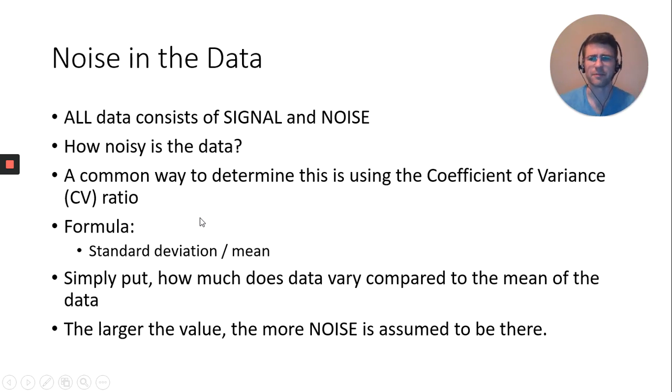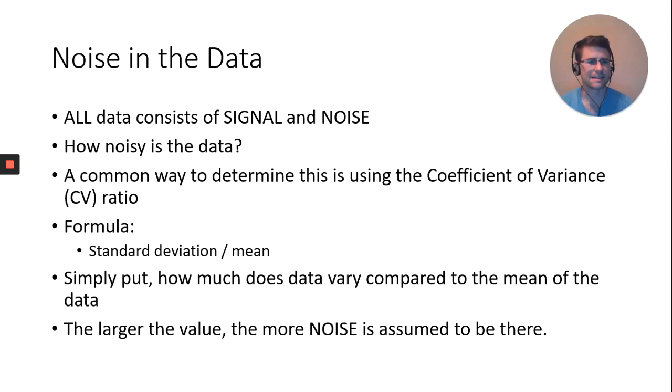So any measurement you make will incorporate both signal and noise, signal being the thing that you're actually wanting to measure and noise being anything else. The big question that comes up is how noisy is my data? How reliable is it? And a common way to determine this is using the coefficient of variance or CV ratio. The formula is incredibly simple. You're basically going to calculate the mean of your measurement, find the standard deviation from that mean, and then you take that standard deviation and divide it by the mean.